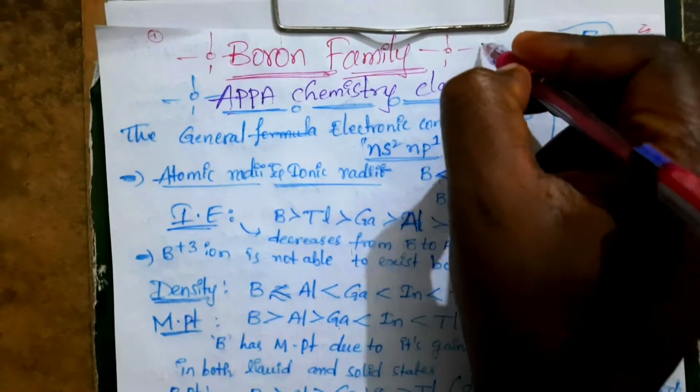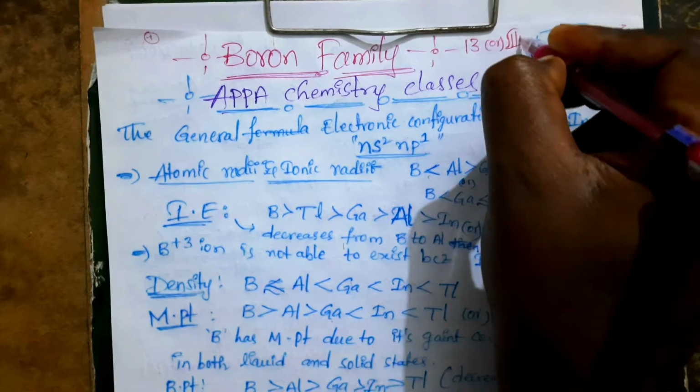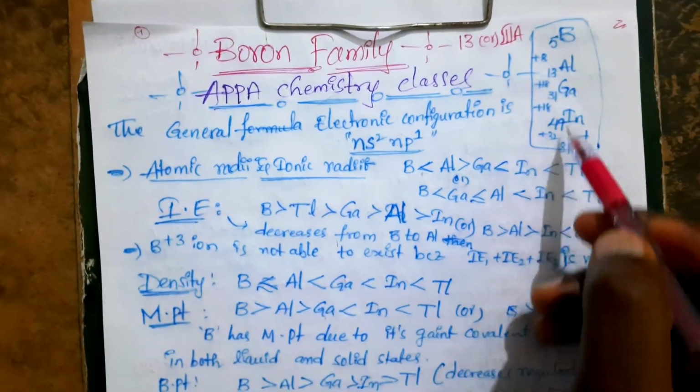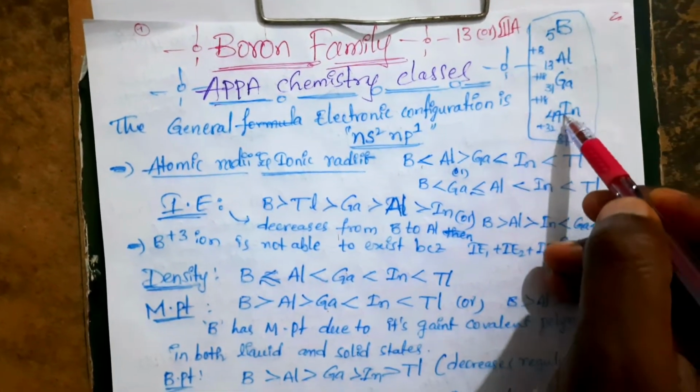The boron family is also called the 13th group, or the third A group elements. Now what are the elements present in the boron family? Boron, aluminium, gallium, indium, thallium.